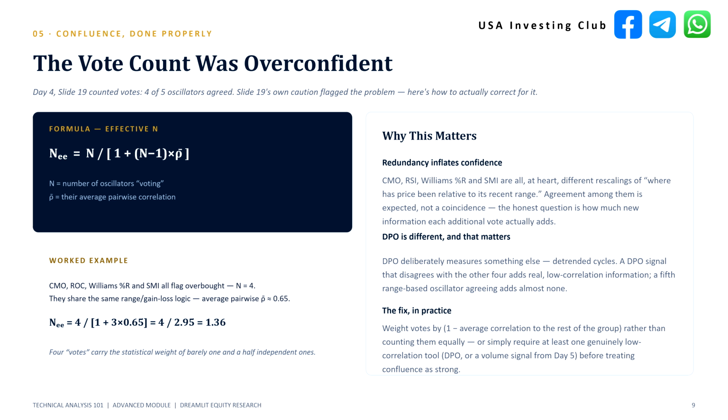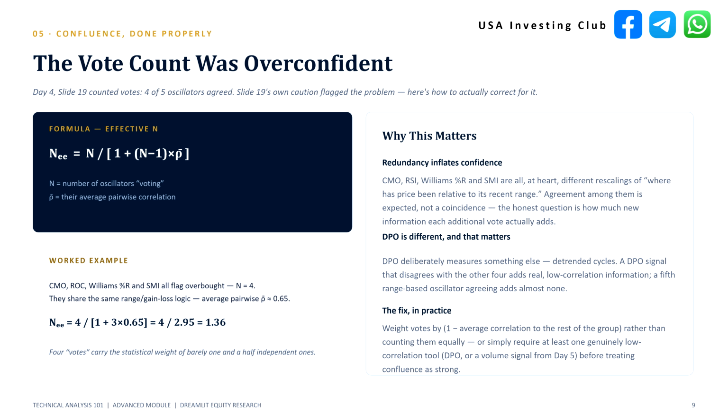Let's work an example. CMO, ROC, Williams %R, and SMI all flag overbought together. That's N equals 4. But they share the same underlying range and gain-loss logic. So their average pairwise correlation, rho bar, is roughly 0.65. N_effective equals 4, divided by the quantity 1 plus 3 times 0.65, which is 4 divided by 2.95, which comes out to 1.36. Four votes carry the statistical weight of barely 1.5 genuinely independent ones.